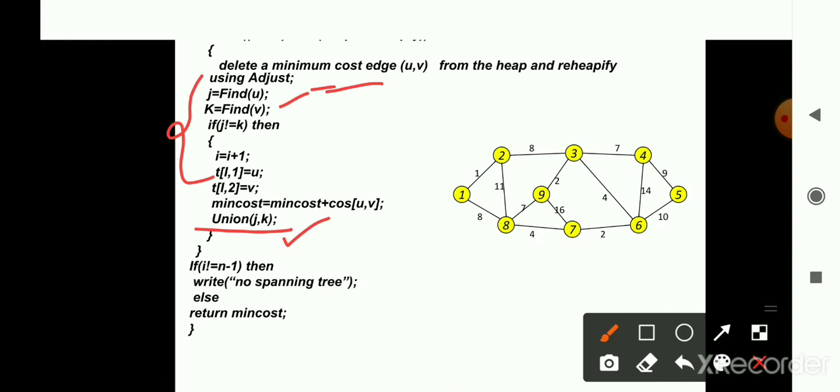That is Kruskal's algorithm, and if there is no spanning tree, we are going to report that. If the number of edges is not equal to n minus 1, we write no spanning tree, and otherwise we return the minimum cost. So we go up to n minus 1 edges. That is Kruskal's algorithm, one of the greedy methods. The results of Prim's algorithm and Kruskal's algorithm are generally the same, because both are applications of the minimum spanning tree.